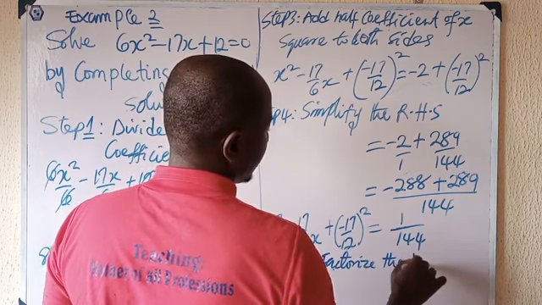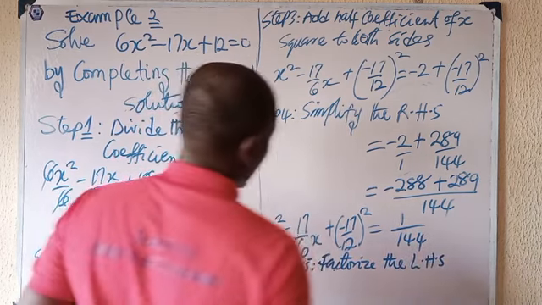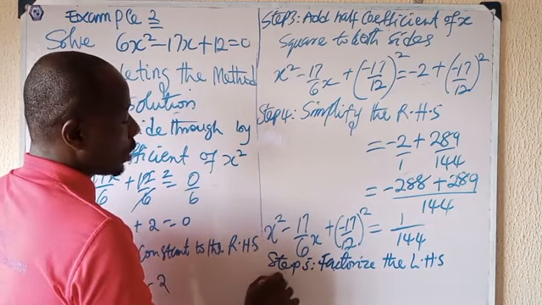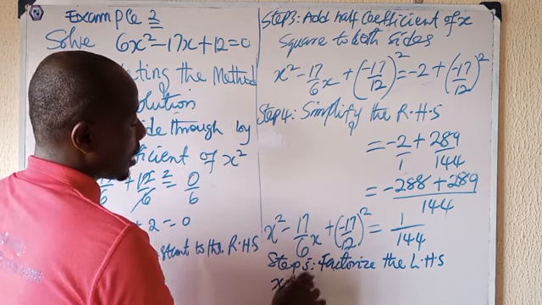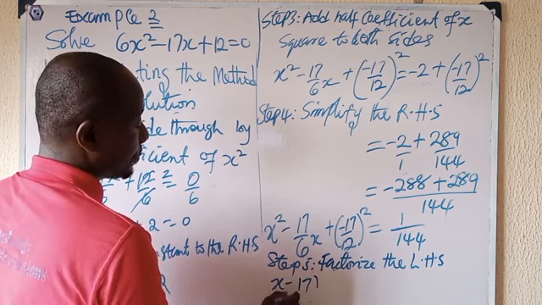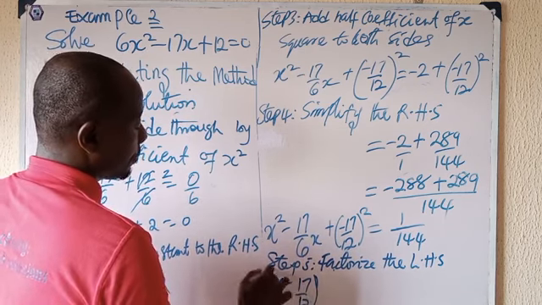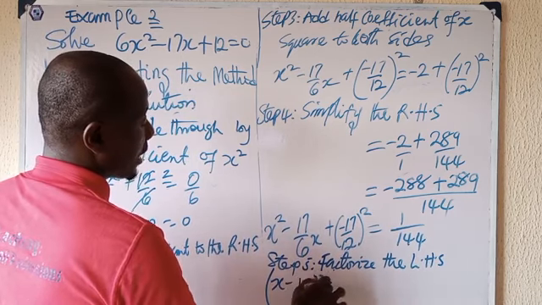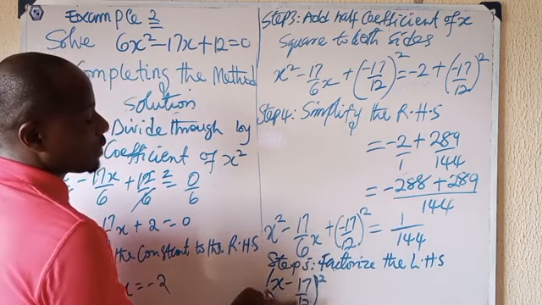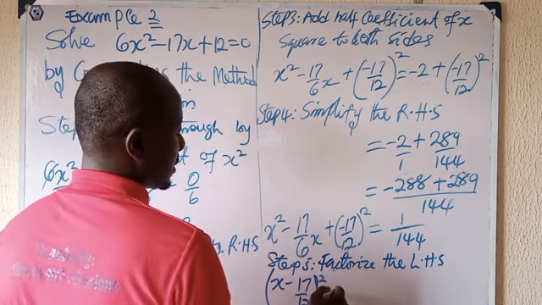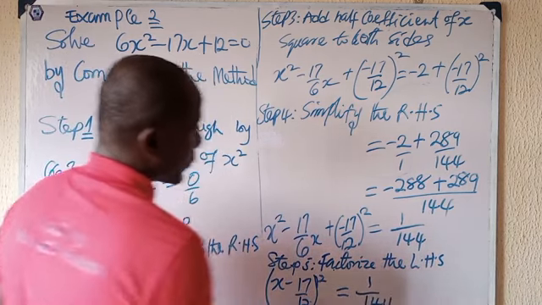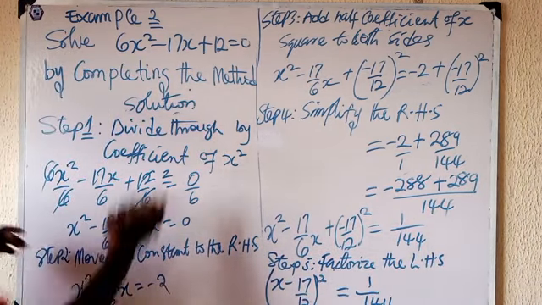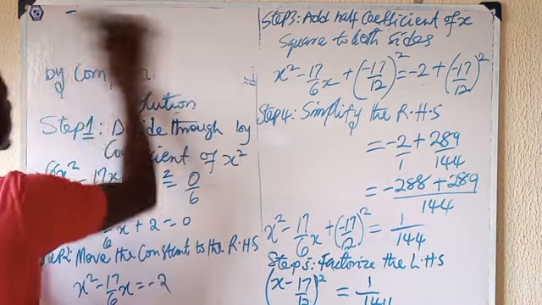the left hand side. So I say if you factorize it, all you just need to do is bring these two terms together and take their common square. So what it means is that if you expand this, you get exactly this, and it is equal to 1 over 144. So that is what we have now. So we move to the last step, which is step 6.